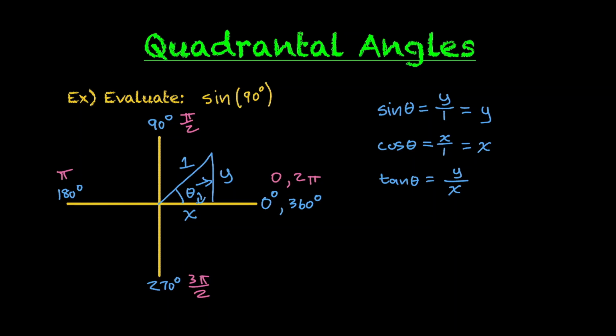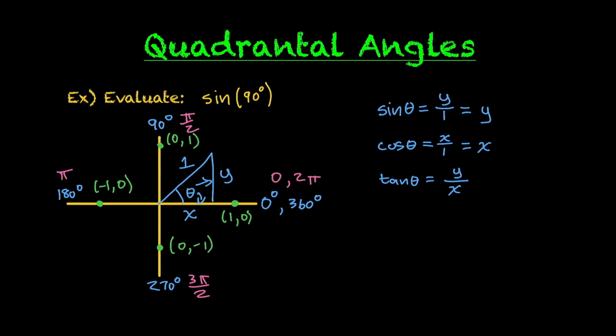All right, so now all we need to do is label x and y coordinates at these quadrantal angles. So on the x-axis at 0 degrees or 360 degrees, the x-coordinate would be 1, and the y-coordinate would be 0. Okay? At 90 degrees, x is now 0, and y is 1. At 180 degrees, x is negative 1, and y is 0. And at 270 degrees, x is 0, and y is negative 1.